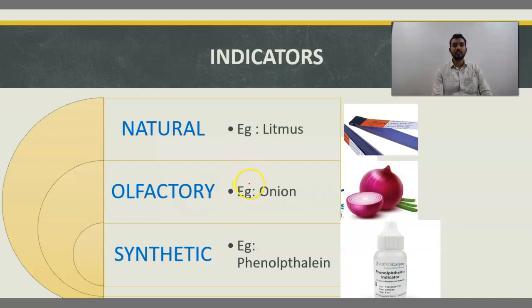So we have generally classified indicators into 4 categories. One is natural indicator, olfactory indicator, synthetic indicator. Okay. So actually these are the different indicators. 3 indicators I am showing, and one more indicator is there, that is universal indicator. But here I have shown 3 indicators, just to study these 3 things. I'll tell you about universal later. Natural indicator, example is litmus. Olfactory is onion. By smell we can easily identify. And synthetic is nothing but artificial indicator. Example is phenolphthalein. So these are the three different indicators, and remember the examples of this. Very important.